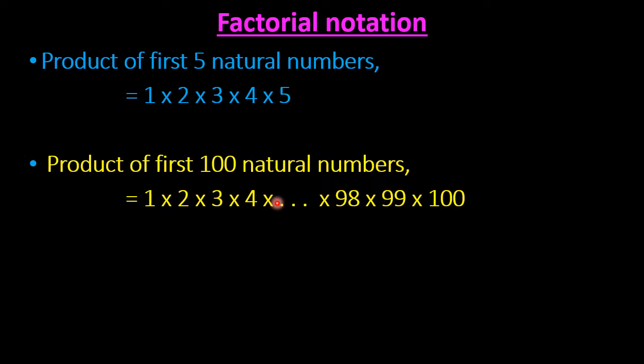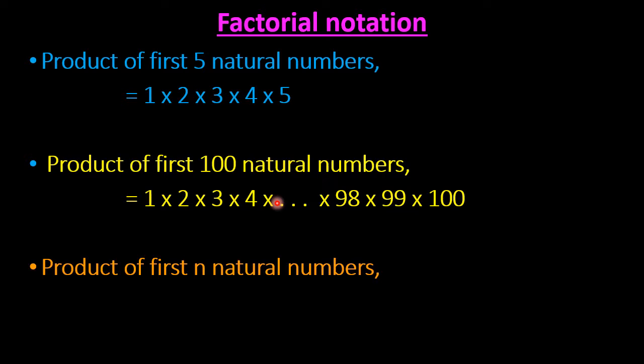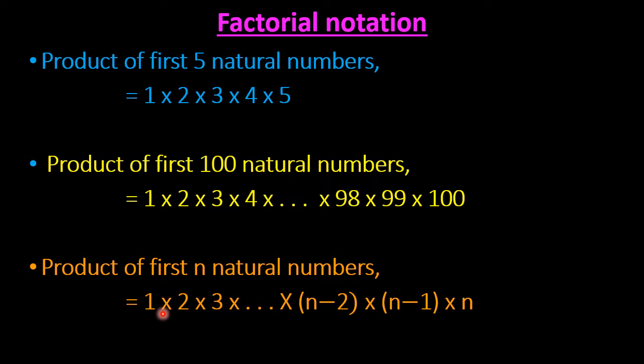So at that time, we write in the general form the product of the first n natural numbers. So n means any number. It may be 5, 10, 100, 1000. Then we can write 1 into 2 into 3 into ... into n minus 2 into n minus 1 into n. So this n is the last natural number, starting from 1 and ending with n.